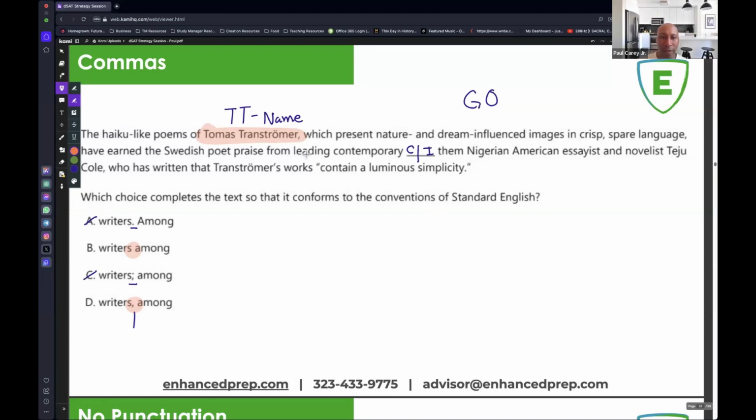So if we're reading this out, and we'll just start from here. So Swedish poet praise from leading contemporary writers among them. Well, in that case, we actually wouldn't say those two together, right? Because writers, among them, Nigerian American essayists. So in this case, we would end up needing a comma. So we would get rid of this one, and our answer choice would be D.